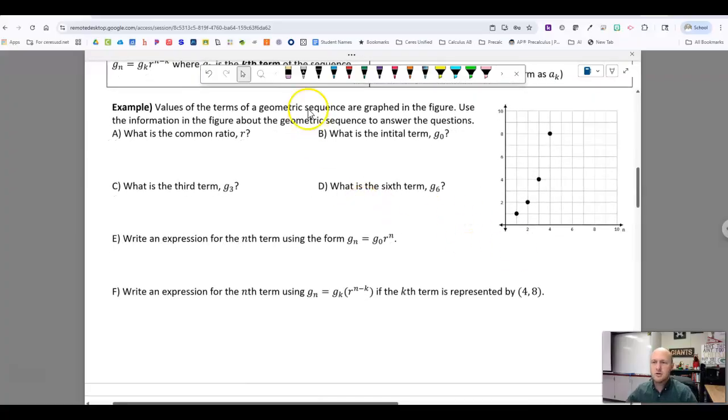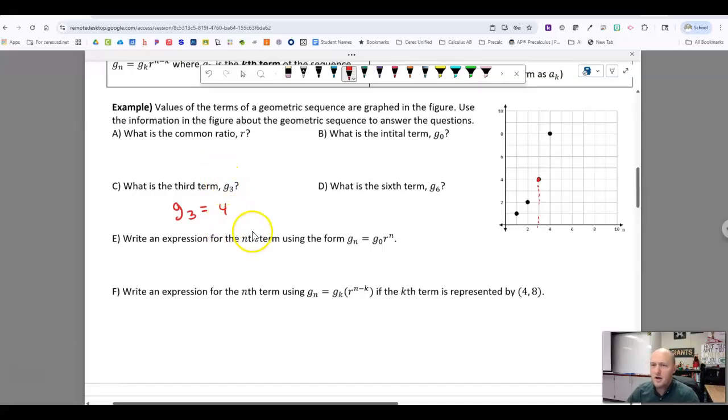Example number 1. Values of the terms of a geometric sequence are graphed in the figure. Use the information in the figure about the geometric sequence to answer the questions. I'm going to start on C. What is the third term? G sub 3 will be my third term. So here's 3, and I'm going to go up, and it looks like it is 4. So my third term is 4.